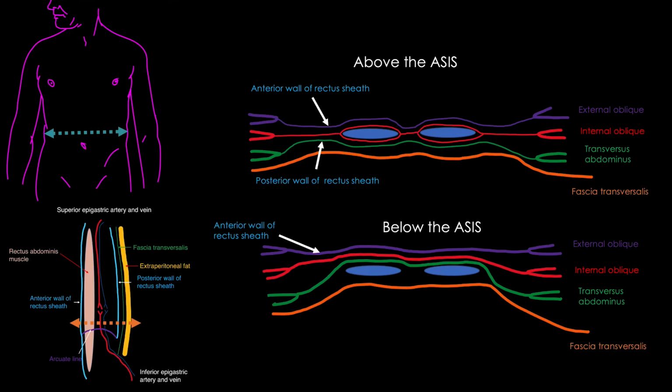And this is applicable when we are doing surgery and when we are closing the abdomen. So below the anterior superior iliac spine, we will not find the posterior rectus sheath. So we are only suturing the anterior rectus sheath.